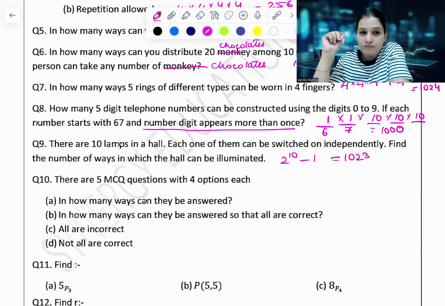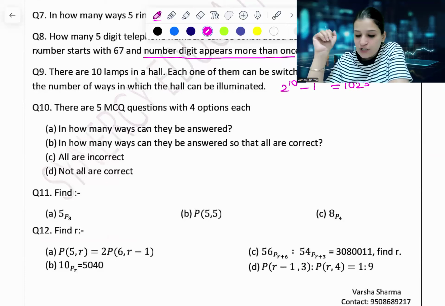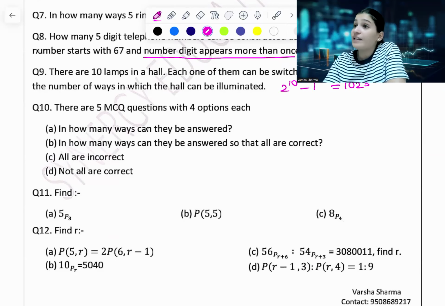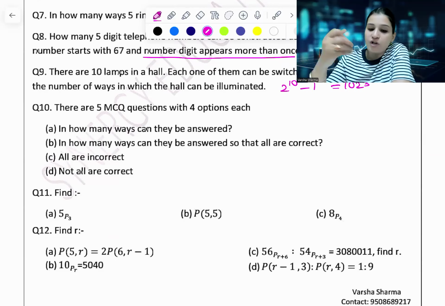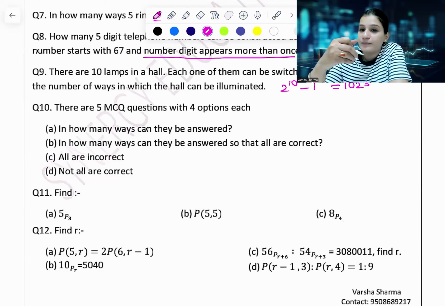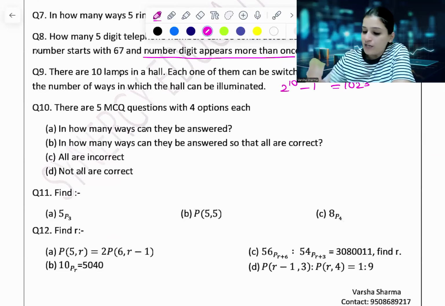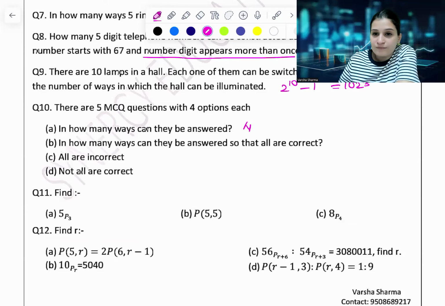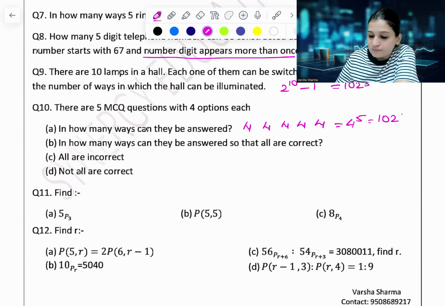Question number 10. There are 5 MCQ questions with 4 options each. MCQ means 4 options. Part A: in how many ways can I answer them? All the 5 questions have to be answered. If I'm answering the first question, how many options do I have? 4. Second question, 4. Third question, 4. Fourth question, 4. Fifth question, 4. 4 to the power 5 is 1024.